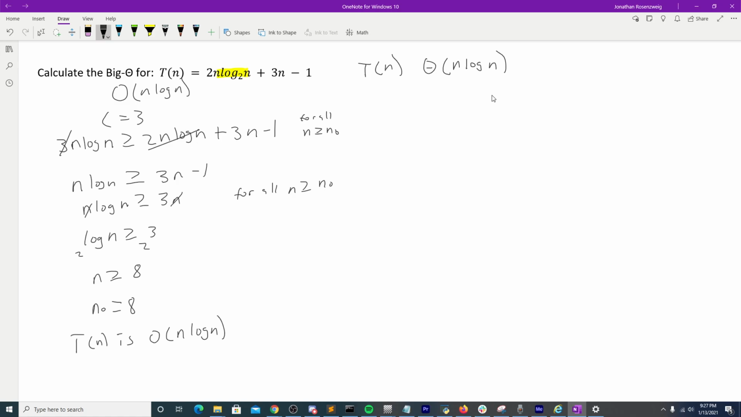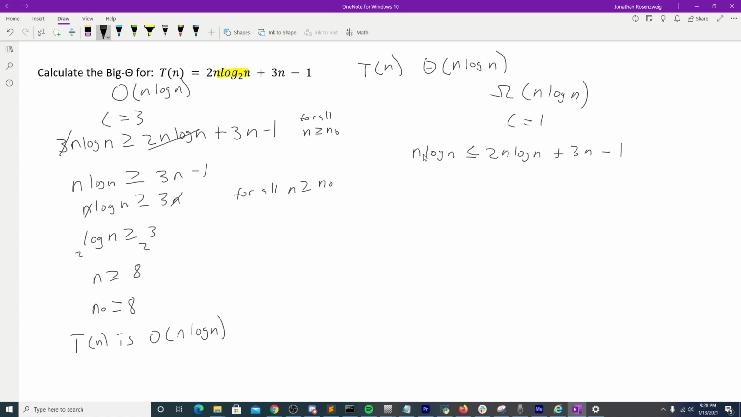And then we'll look at the omega case. So we'll show that it's omega of n log n. We want to choose a c value that's less than the coefficient in front of our f of n. So our coefficient's 2. We'll choose a c value which is 1. And then we'll write down our definition for omega for this instance, which will be n log n is less than or equal to 2n log n plus 3n minus 1.